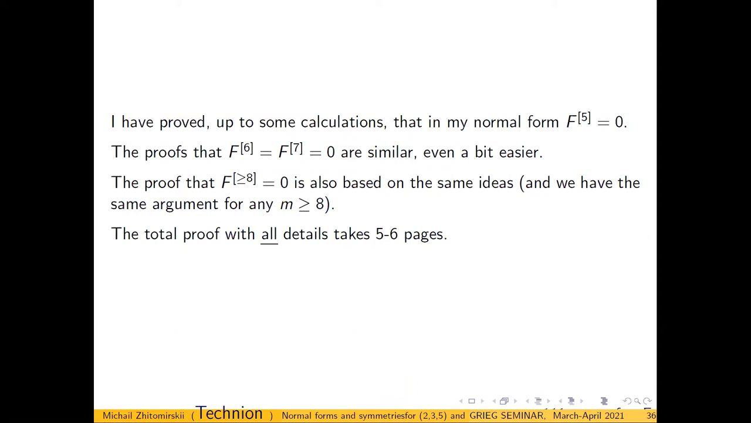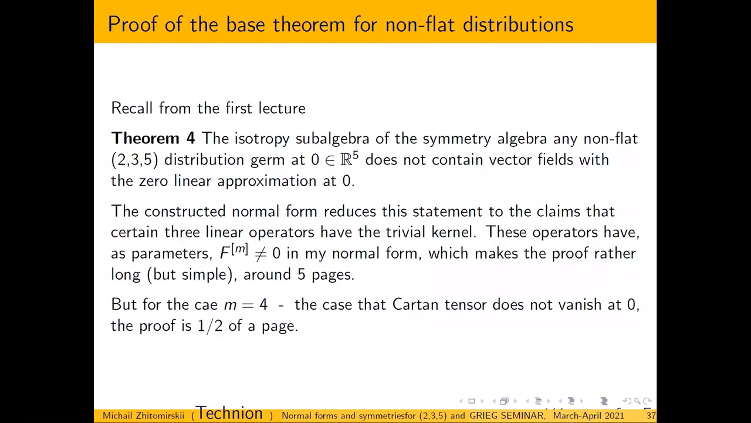For m equal to 6 and 7, the proof is similar and even a bit easier. And for m starting from 8, all m can be combined into one proof, with the same approach, the same ideas, and not harder. With all operational details, the proof takes 5-6 pages of this fundamental paper, the theorem.